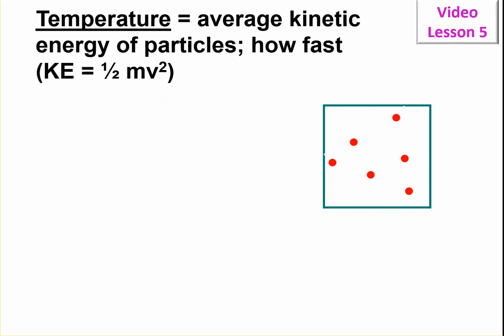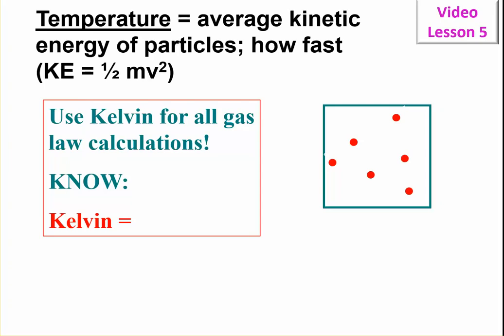We need to know how to get to Kelvin. Kelvin is the temperature scale that is used in the gas law calculations. So you'll be converting to Kelvin a lot. So know this number. This has been rounded off, so this has 5 sig figs, 2 past the decimal for your sig figs.